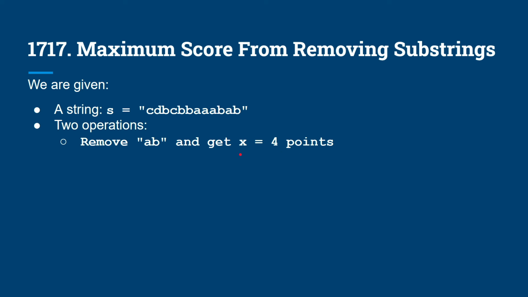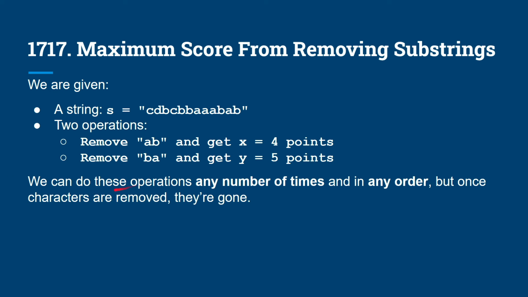For example, in example 1 we have seen, let's suppose x is the points we are getting, and let's suppose x is equal to 4. Similarly, we have to remove ba, another operation we have been given, where we will get y points, meaning 5 points we will get. So you can see x and y are two different points we are getting in this example. We can do these operations any number of times in any order, but once characters are removed, they are gone. Means if we remove this ab from the given string, what will happen?